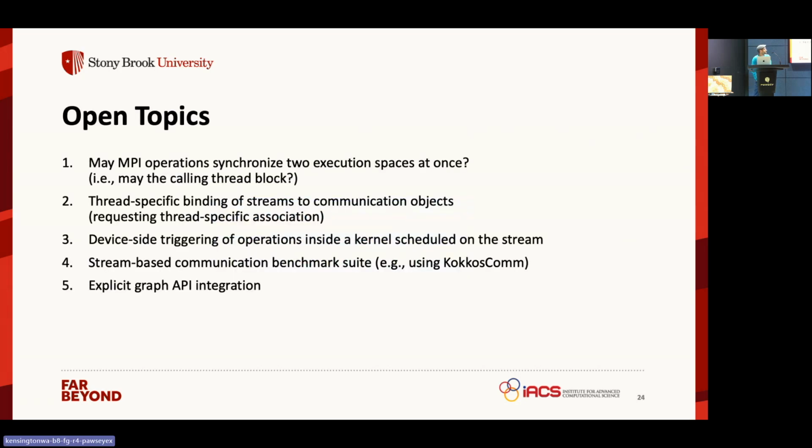We thought about whether MPI operations are allowed to synchronize two execution spaces at once. So is the calling thread allowed to block? It's probably a bad idea, because it would turn operations into collective operations if they have to wait on a stream that has a collective operation enqueued. So we can't really do that. We want to add thread-specific binding of streams, so that individual threads can have different streams associated with a communicator. We can do that through a flag. I think we have an idea of how to do that.